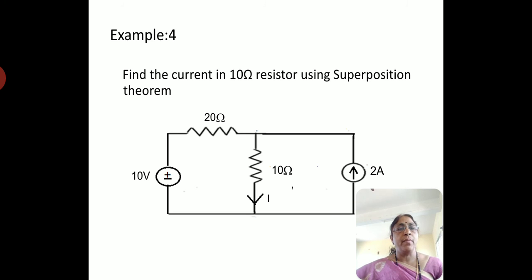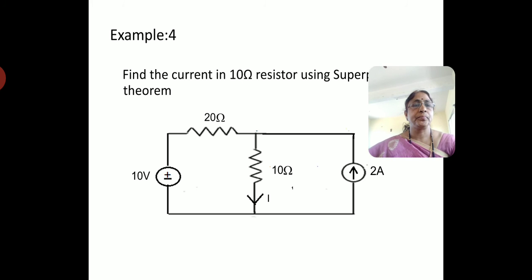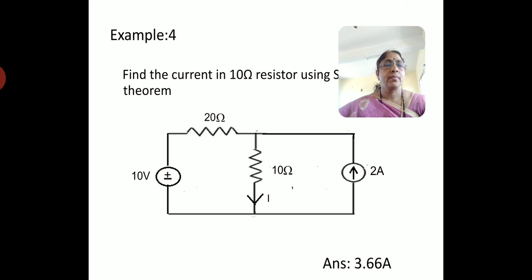With the same method, calculate the current in the 10 ohm resistor by removing one of the sources, the current source, and keep it open, and then find I through the 10 ohm resistor. Again remove the voltage source, and take the current flowing through the circuit, and find the total current I1 plus I2, which gives the current through the 10 ohm resistor. The answer is 3.66 ampere.